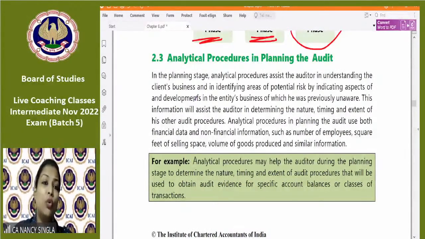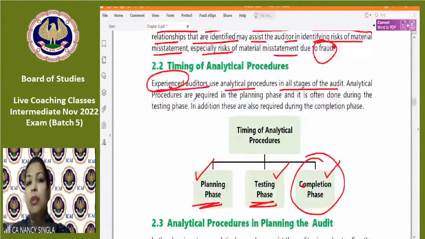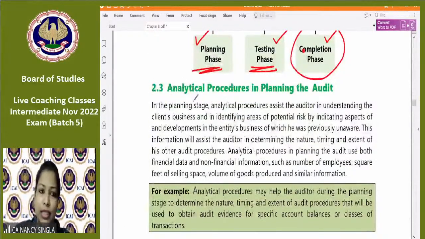Or you may get true, false: that analytical procedure can be performed at the planning stage and testing phase, but they cannot be performed at the completion phase, which is not correct. Okay? Simple. So let us have a look at this.